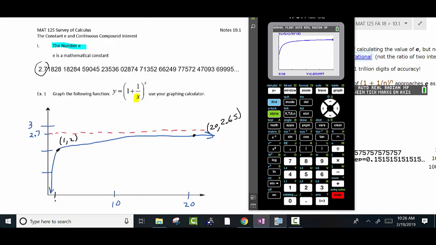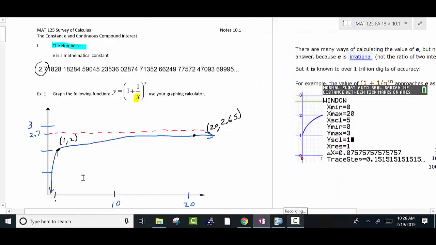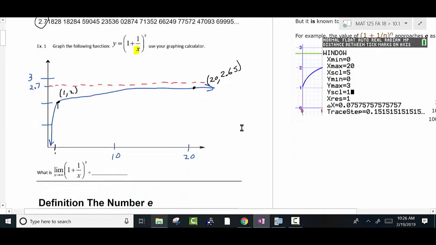So the idea of what's going to happen on this is as x gets bigger, you're going to get closer to E. That's the idea. That's actually what the definition of E is, and it comes from the compound interest formula.